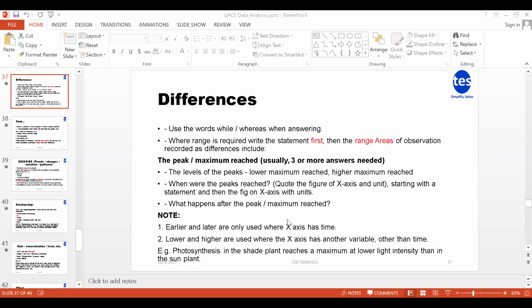Okay? After the peak. I put here a note: earlier and later are only used where the x-axis has time. Then lower and higher are used when the x-axis has variables other than time, e.g. photosynthesis, okay? There we use lower and higher, but if it has time, use earlier and later.